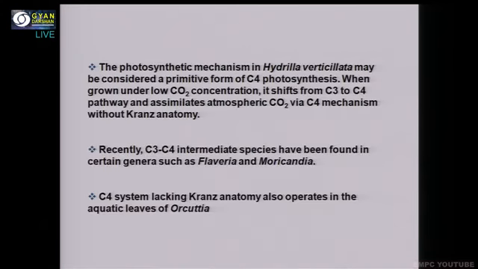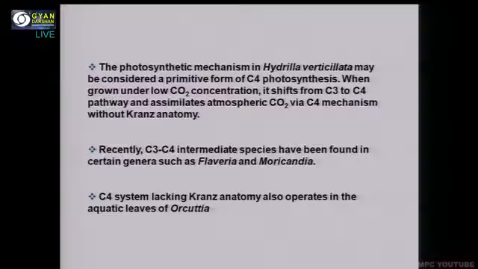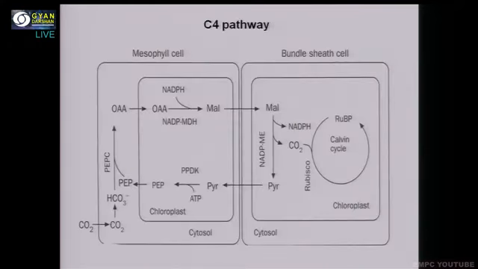Now in this context, I should mention that there are certain plants which do not have the Kranz anatomy, which do not have such spatial distribution of enzymes, but even then, C4 systems lacking Kranz anatomy are also there. There are several C3-C4 intermediate species available. So this gives us an impression that probably the C3 plants can be made to behave as a C4 plant. And people have actually done that.